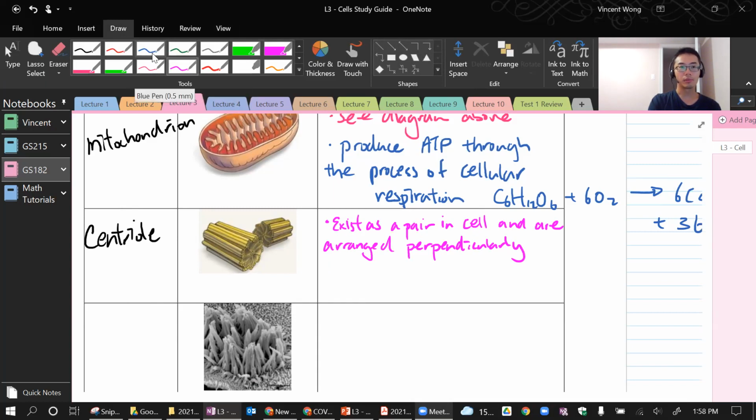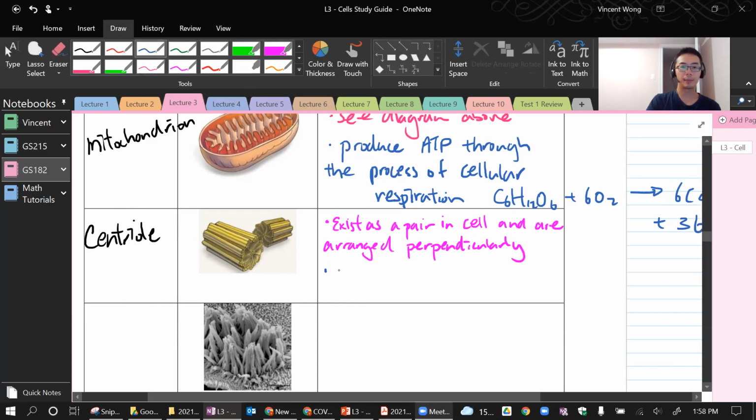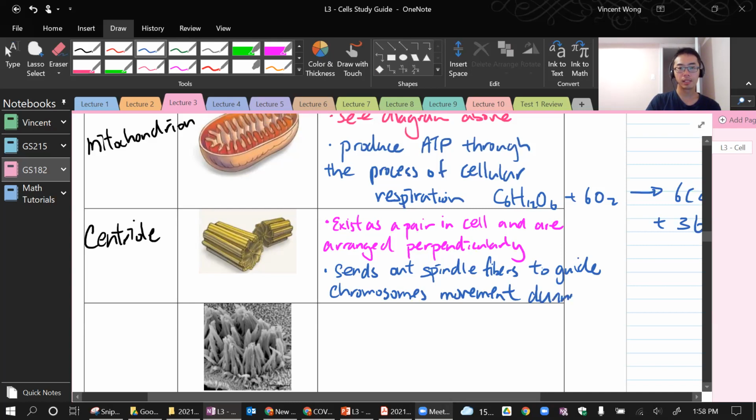What does it do? Well, it sends out spindle fibers to guide chromosome movements during cell division, or mitosis.